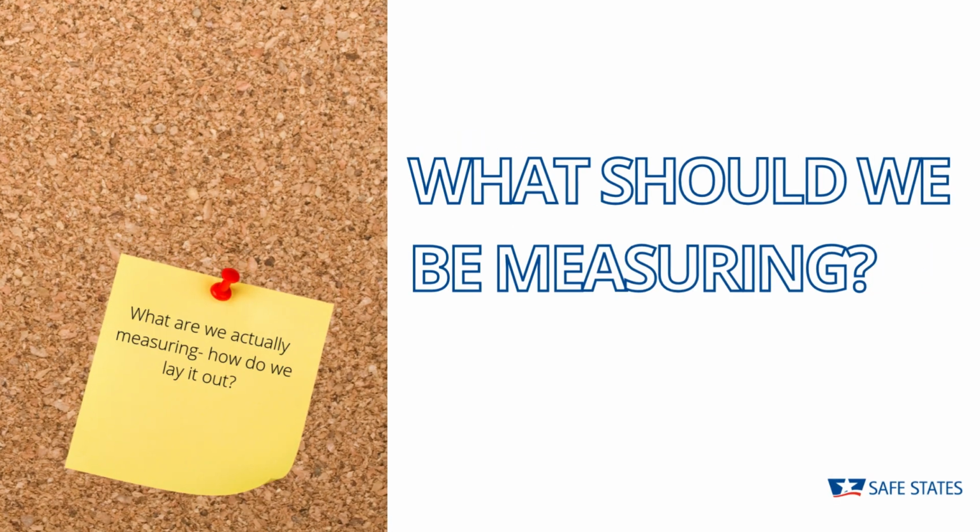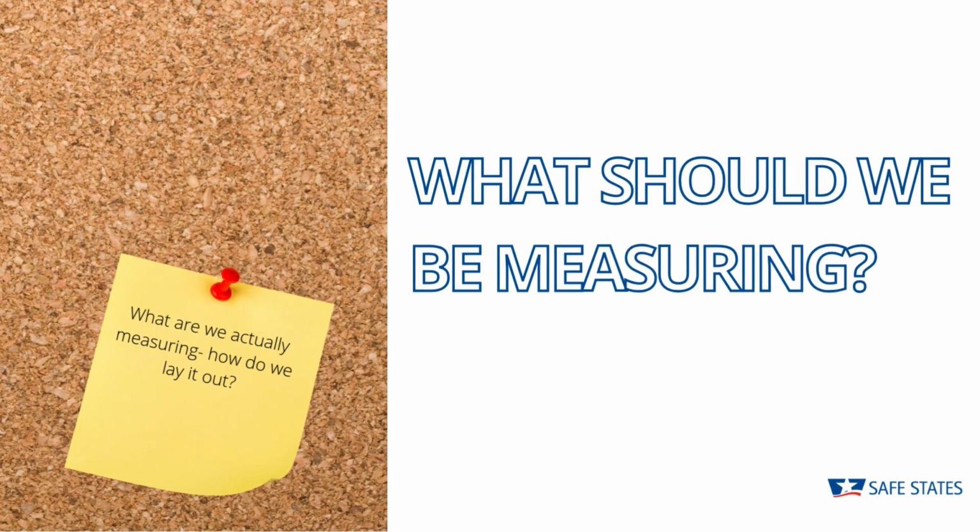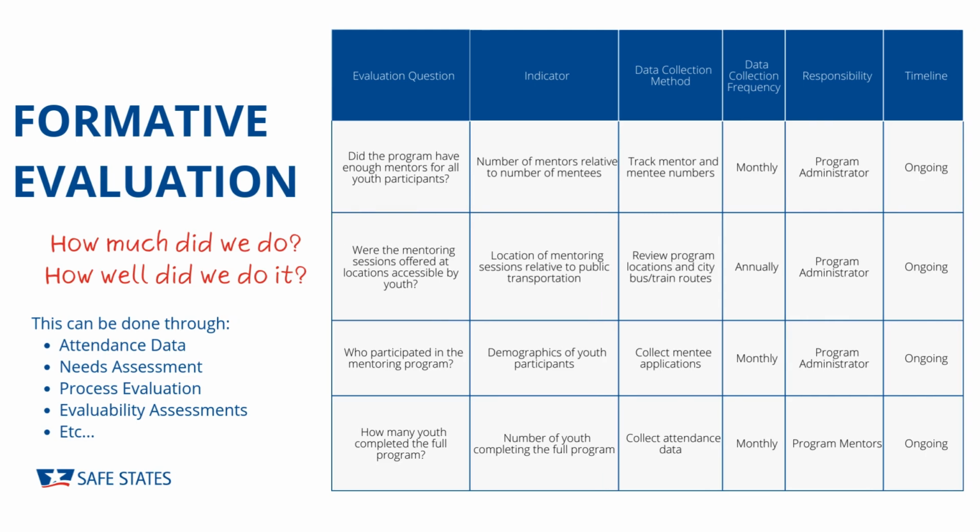Now that we have an idea of what an evaluation plan looks like, you might be asking yourself, what should we be measuring? Let's look at this a little more closely. A formative evaluation has us looking at data that shows us how much we did and how well we did it. This can be done through methods such as attendance data, needs assessments, process evaluations, evaluability assessments, and more. This slide shows an example of formative evaluation data for an IVP program focused on increasing community connectedness to impact youth safety.